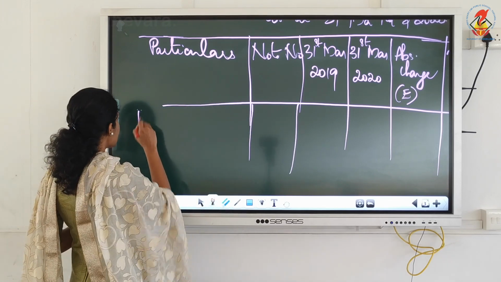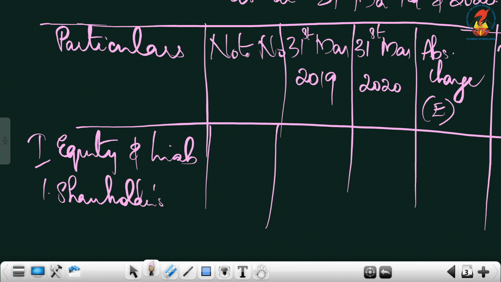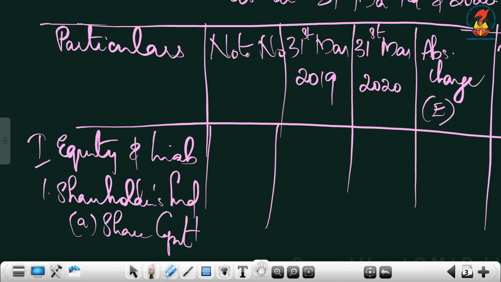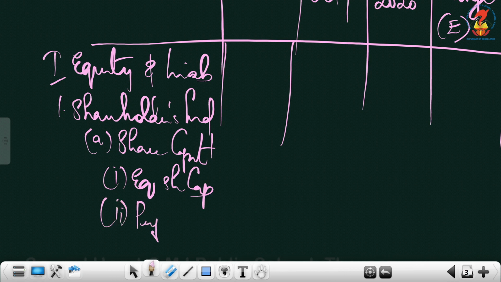So the first heading is equity and liabilities. First one, shareholders fund. Below that, now I am just copying the question, share capital. Below share capital again they have given equity share capital and preference share capital.